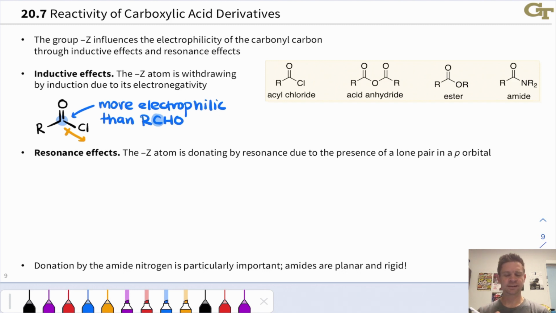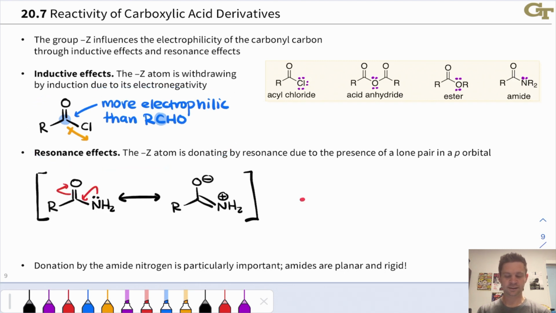And the extent of this inductive withdrawing effect, which it is a withdrawing effect for all of these atoms, right? Cl, O, O here, and N, these are all more electronegative than carbon. So to some extent, they do pull electron density towards themselves due to their electronegativity. But these atoms also have lone pairs, and this means that they can donate electron density toward the carbonyl carbon through a pi-type or resonance sort of interaction. And I want to show 2 examples of this in the space on the slide here.